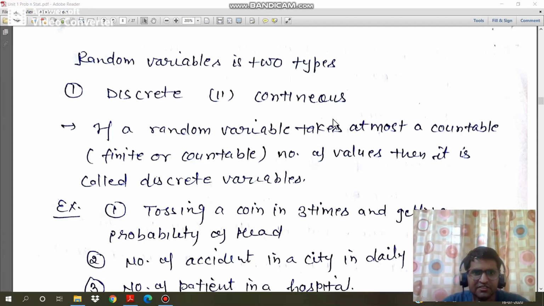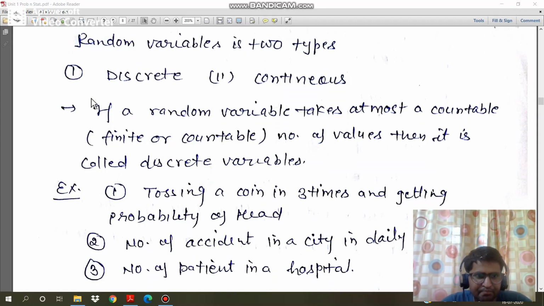Now today we are going to discuss both discrete and continuous. What is a discrete random variable? What is a continuous random variable? Let's start. If a random variable takes at most a finite or countable number of values, then it is called a discrete random variable. If the random variable has values that are finite or countable, then it is known as a discrete random variable.